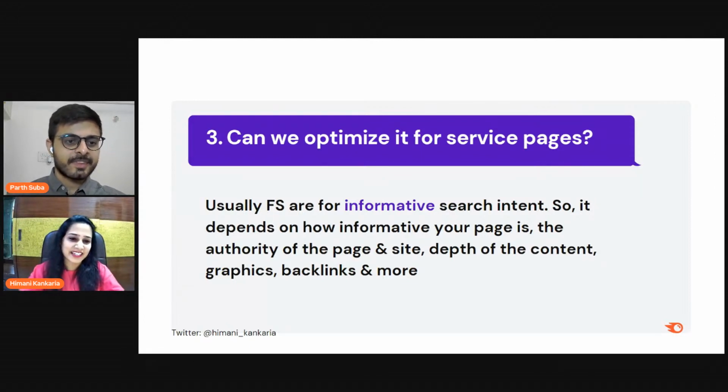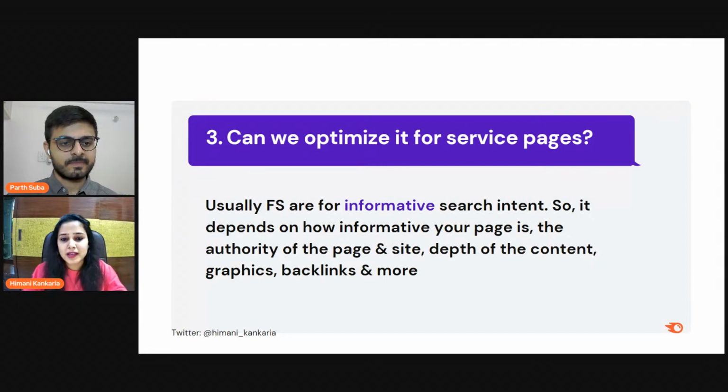Great. So the last question for these common FAQs is, can we optimize it for service pages? Yes, this is a very common question because some SEOs know the importance of featured snippets and they might have seen some results for their own blog, right? So they start expecting a service page to rank on the featured snippets.